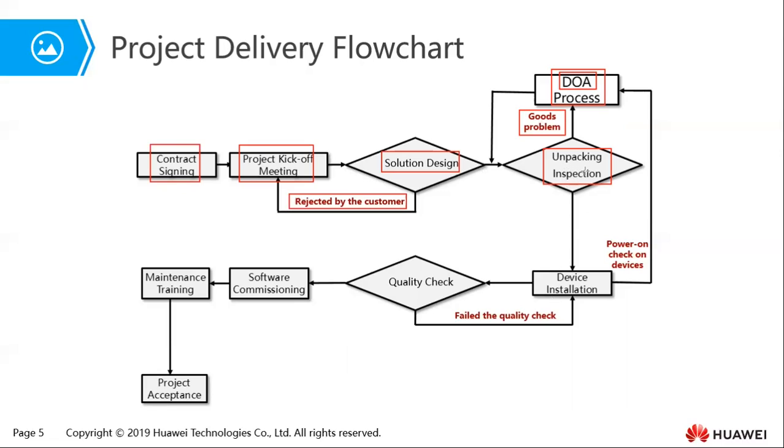Otherwise, if the devices are okay, then we can go ahead and do device installation. Otherwise, if the power fails within 48 hours, you can also go back to the DOA process there. Now, after device installation, the project team needs to perform a quality check to ensure that the devices are working according to the initial design and as expected. Otherwise, if there is a problem, you again need to go back. After the quality check, then you need to do commissioning, software commissioning.